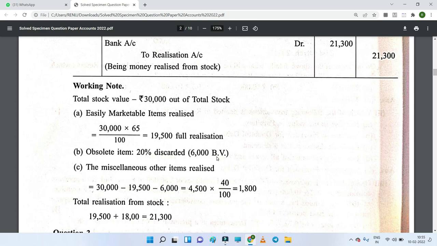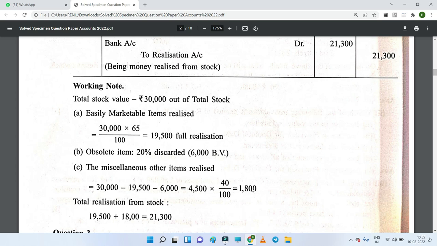So this is discarded. That means it will not be realized. From 30,000, 19,500 got realized and 6,000 got discarded. So we are left with only 4,500, which are the miscellaneous other items, realized at 40%. So 40% of 4,500 is 1,800.